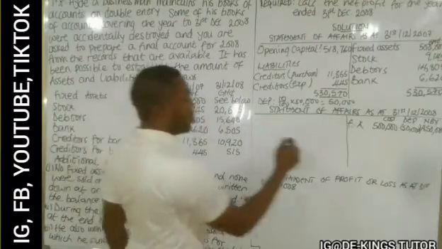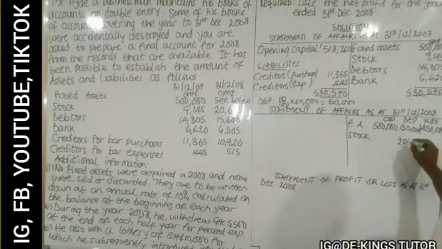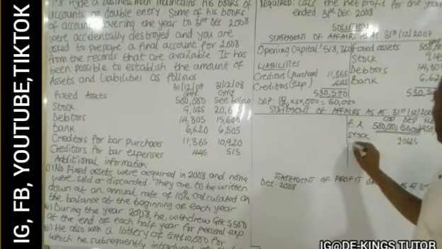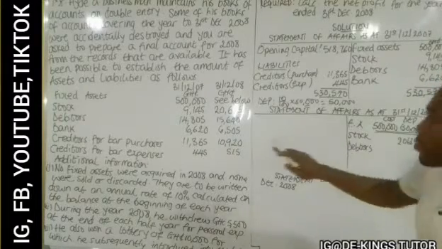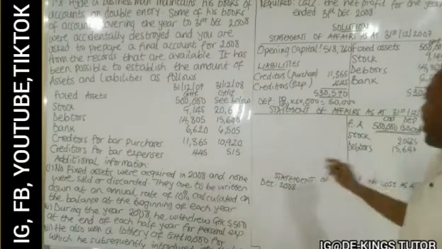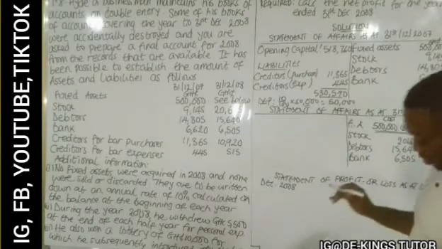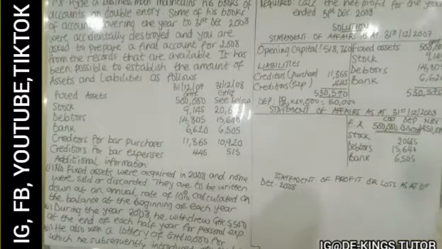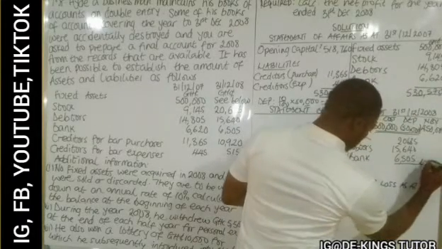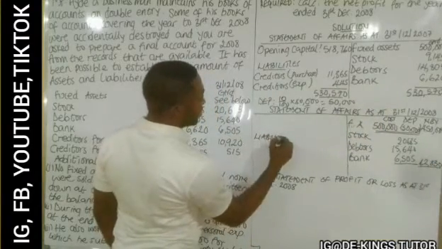The next one is stock. It is given here. Stock is 2685. The next one is debtors. Debtors is 15640. The next one is bank, 6505. Okay, that's all. So if we add this now, this will give us 42,830.